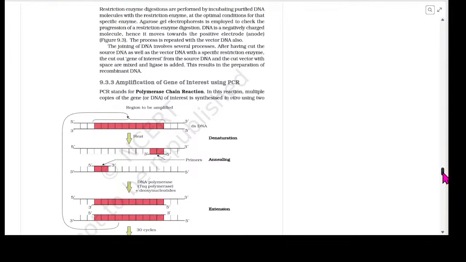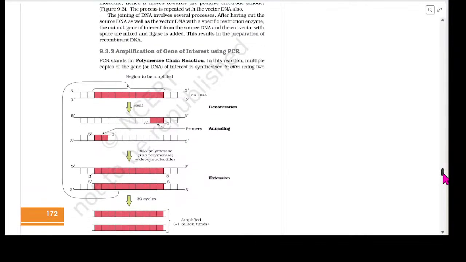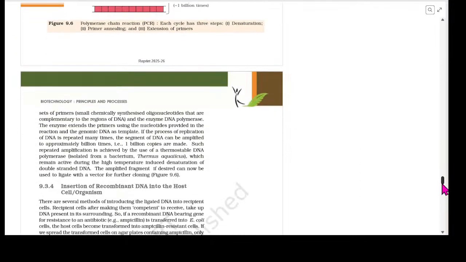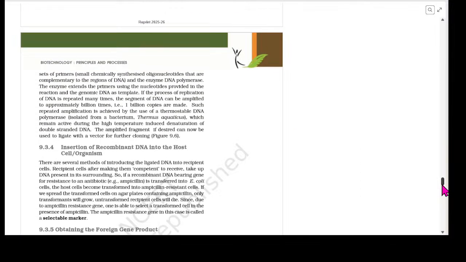Next part is amplification of gene of interest using PCR. PCR stands for polymerase chain reaction. In this reaction, multiple copies of the gene of interest are synthesized in vitro using two sets of primers, small chemically synthesized oligonucleotides that are complementary to the regions of DNA, and the enzyme DNA polymerase. The enzyme extends the primers using the nucleotides provided in the reaction and the genomic DNA as template.